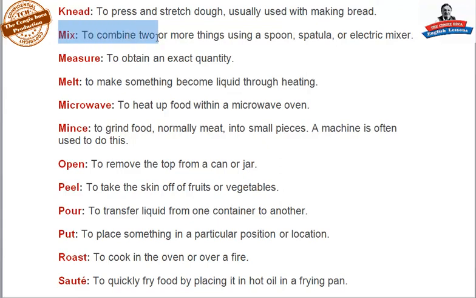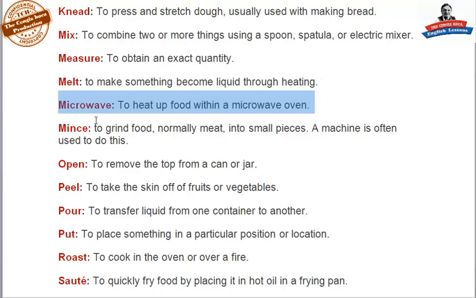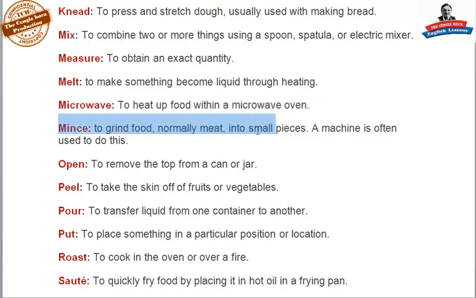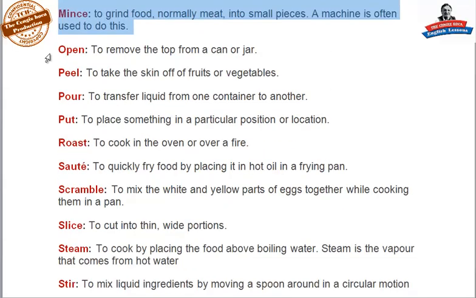Mix is to combine two or more things using a spoon, spatula, or electric mixer. Measure is to obtain or get an exact quantity. Melt is to make something become liquid through heating. Microwave is to heat up food inside a microwave oven. Mince is to grind food, normally meat, into small pieces. A machine is often used to do this.